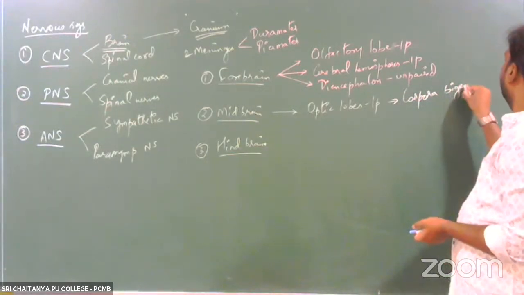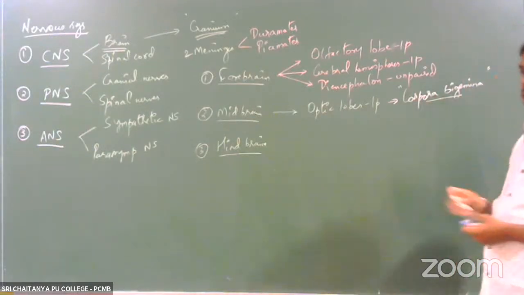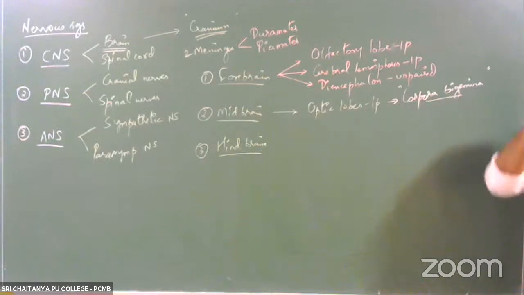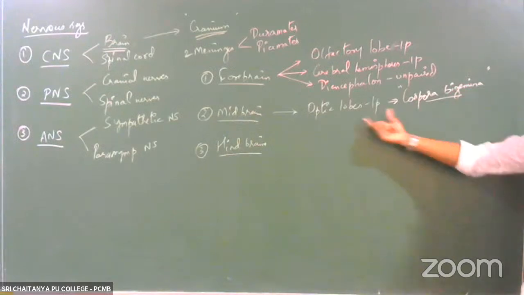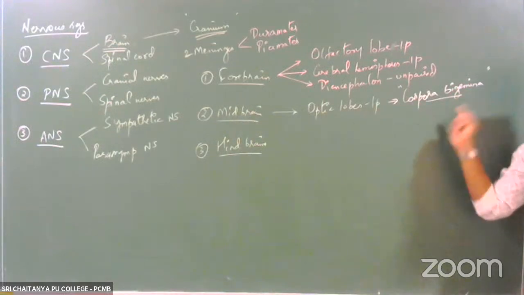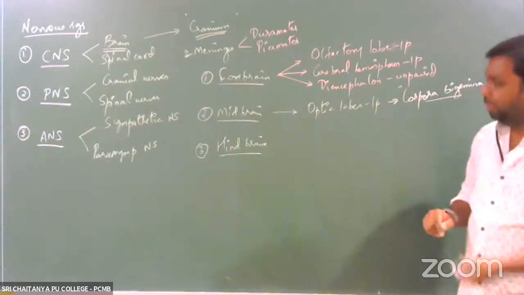Corpora bigemina. In the case of humans, we would call it corpora quadrigemina, because the entire optic lobe is divided into four parts or four different regions. Whereas here, the optic lobe is divided into only two regions, therefore we call it corpora bigemina. In humans it is corpora quadrigemina, four different lobes. So this is the midbrain.